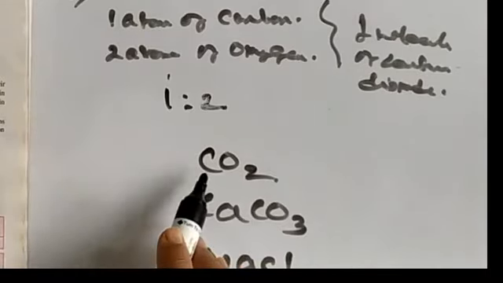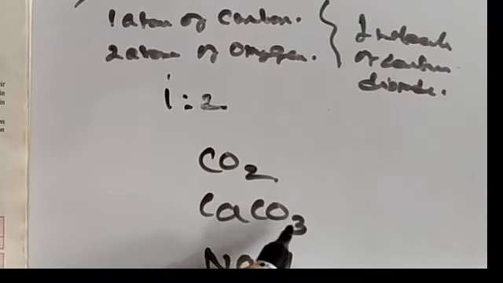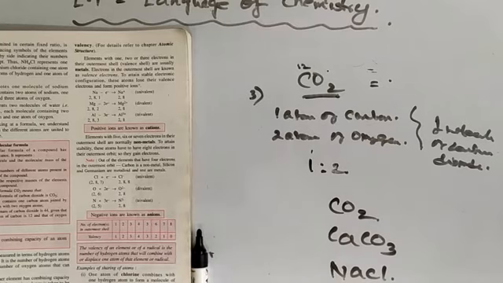Now what does it contain? In 1 molecule of calcium carbonate, it contains 1 atom of calcium, 1 atom of carbon and 3 atoms of oxygen. What about NaCl, that is sodium chloride? In 1 molecule of sodium chloride, it contains 1 atom of sodium and 1 atom of chlorine. Similarly, in 1 molecule of calcium hydroxide, it contains 1 atom of calcium, 2 atoms of oxygen and 2 atoms of hydrogen.